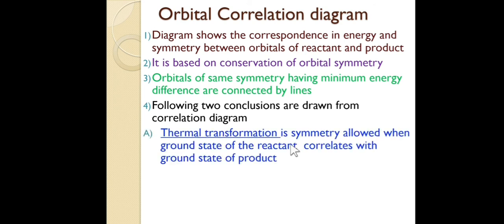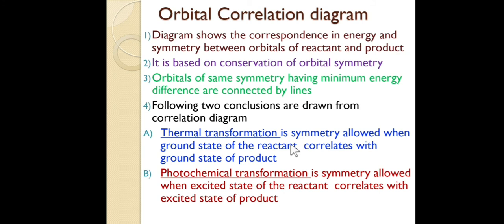The first one is that thermal transformation is symmetry allowed when the ground state of the reactant correlates with the ground state of the product. And the second conclusion we can draw from the correlation diagram is that photochemical transformation is symmetry allowed when the first excited state of the reactant correlates with the first excited state of the product. This is what we learned from the correlation diagram according to the Woodward and Hoffmann rule.